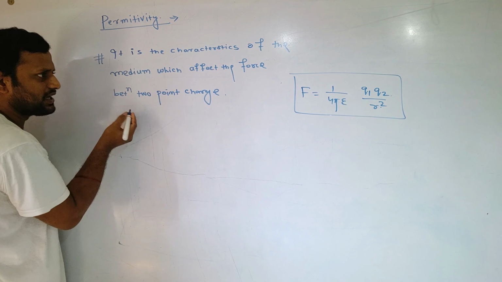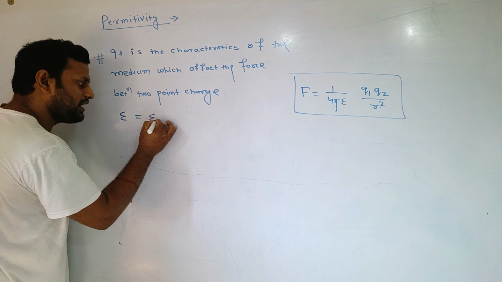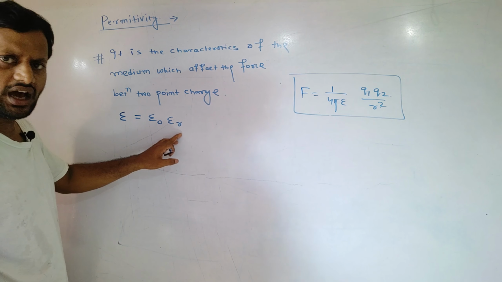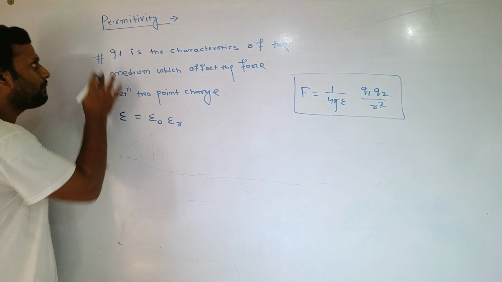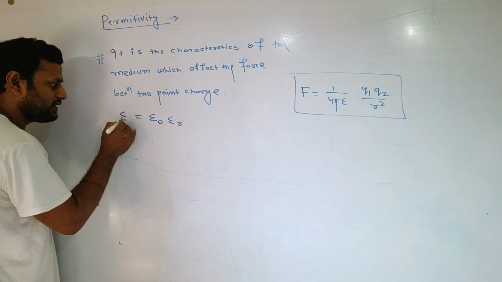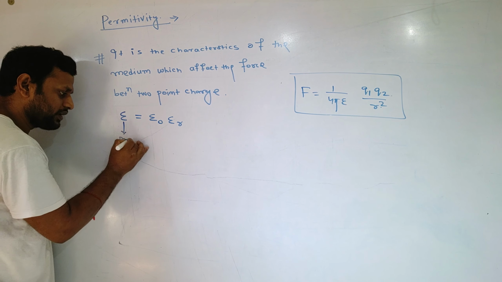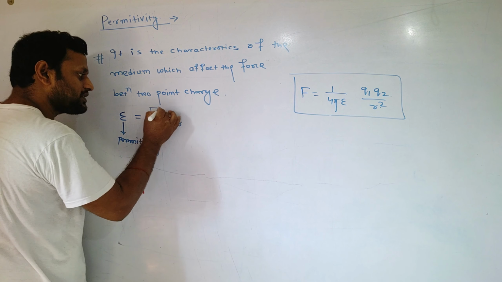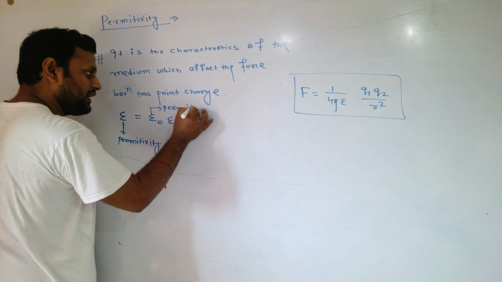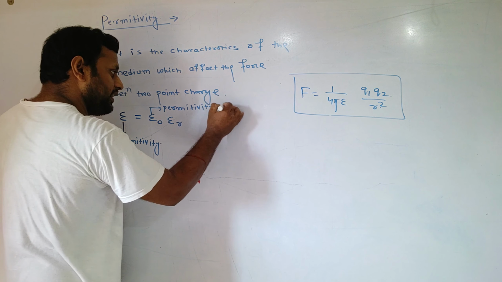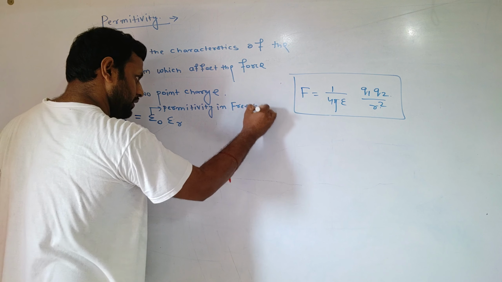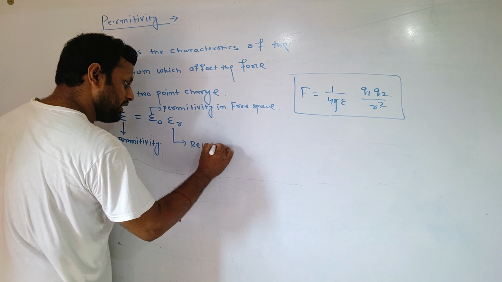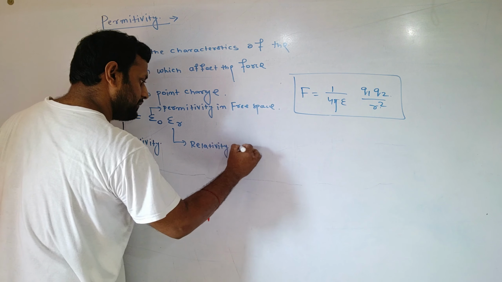And its value, basically epsilon, is equal to epsilon 0 into epsilon r, I have already stated this. Then relative permittivity you can define. After that I am going to say this is basically the permittivity, this is permittivity in free space, this is relative permittivity.